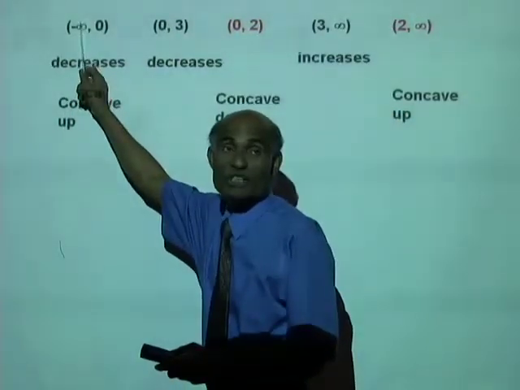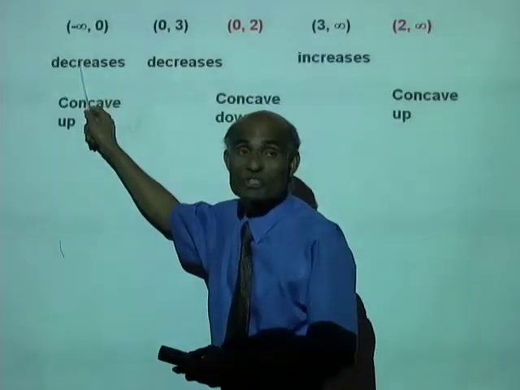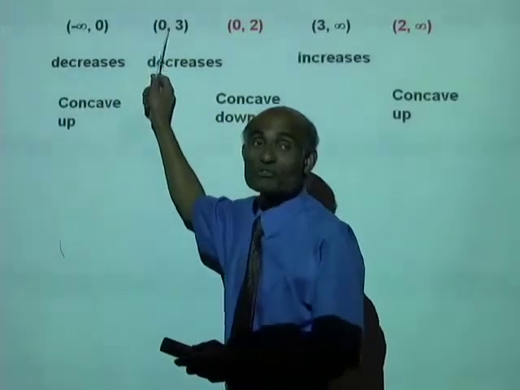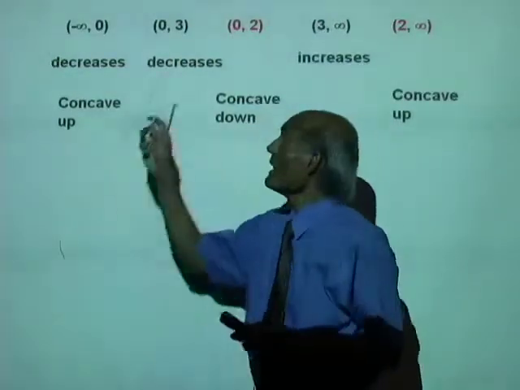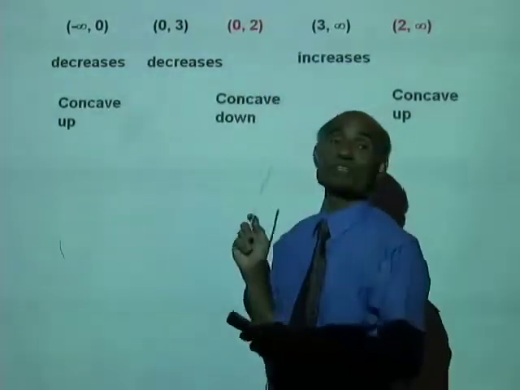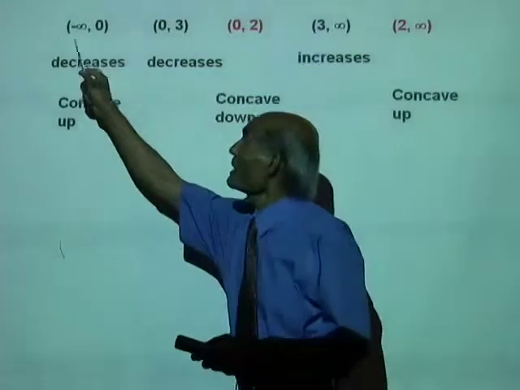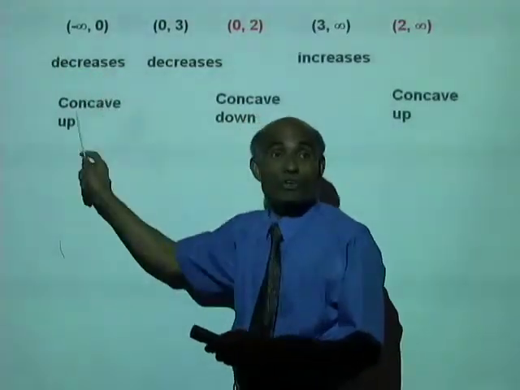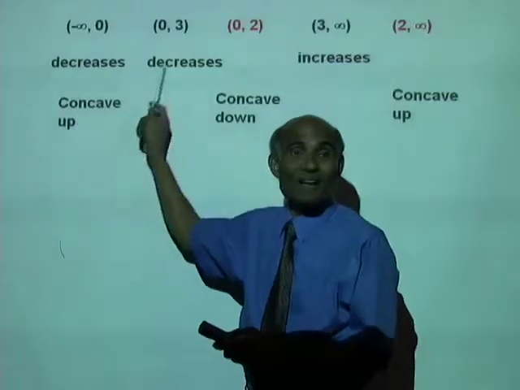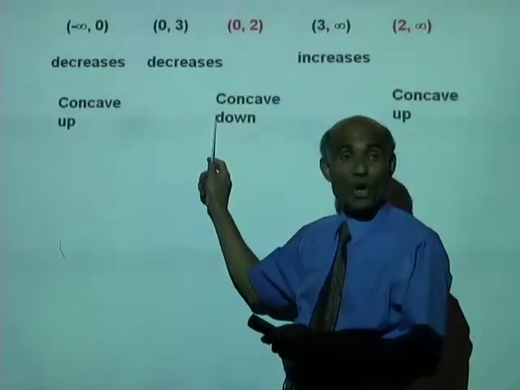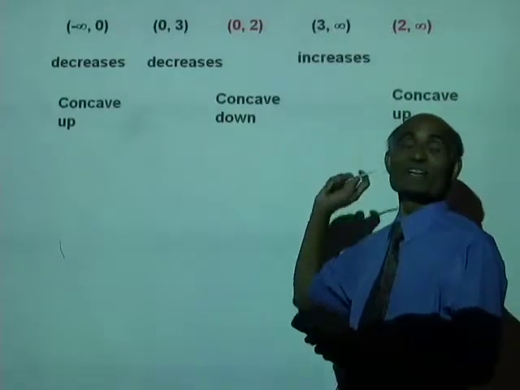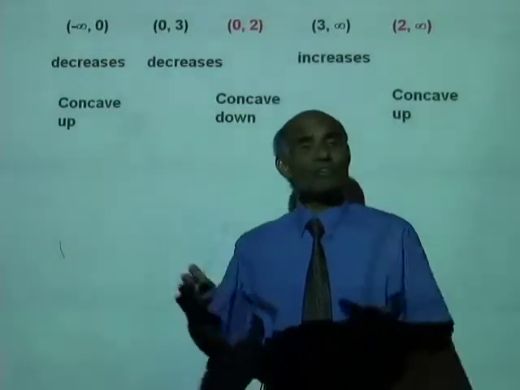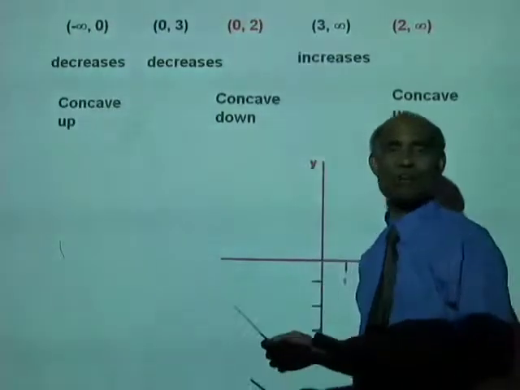We know on negative infinity to 0 the function is decreasing. 0 to 3 the function is decreasing. I showed you how that can happen. And 3 to infinity it is increasing. But from negative infinity to 0 it is concave up. And 0 to 2 it is concave down. And from 2 to infinity it is concave up. Can you use this information to plot the graph? Let's do that.